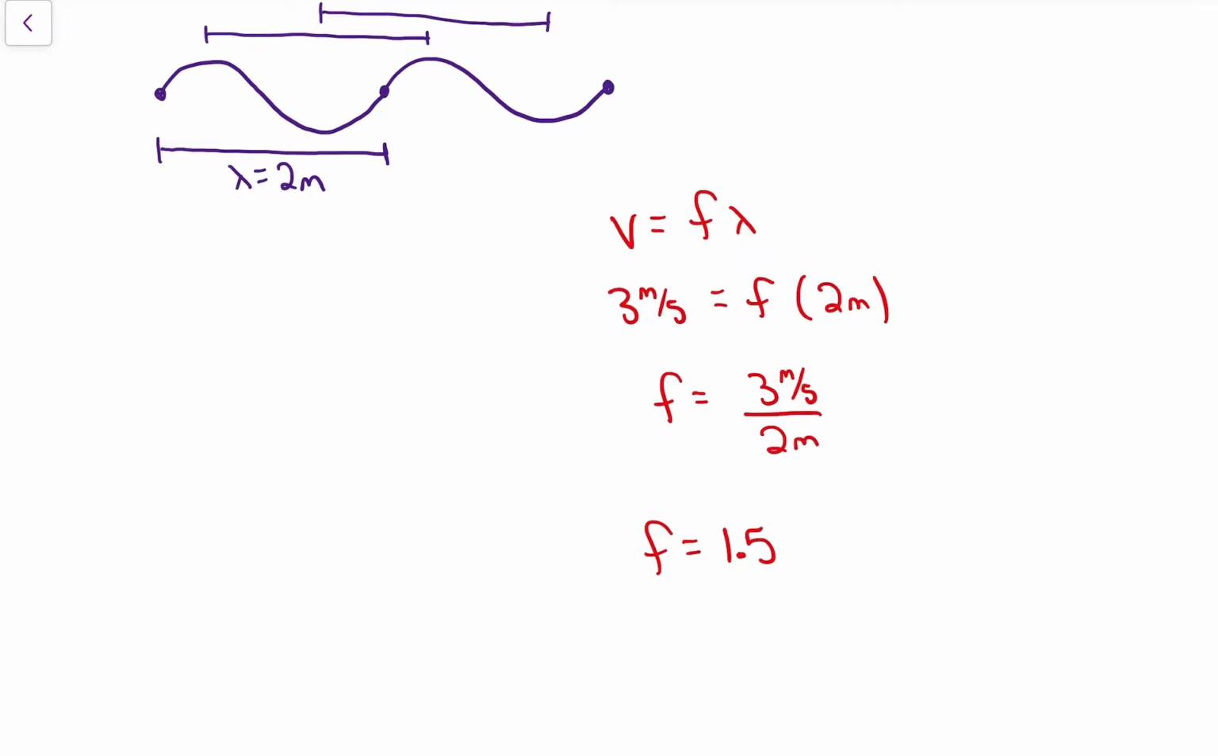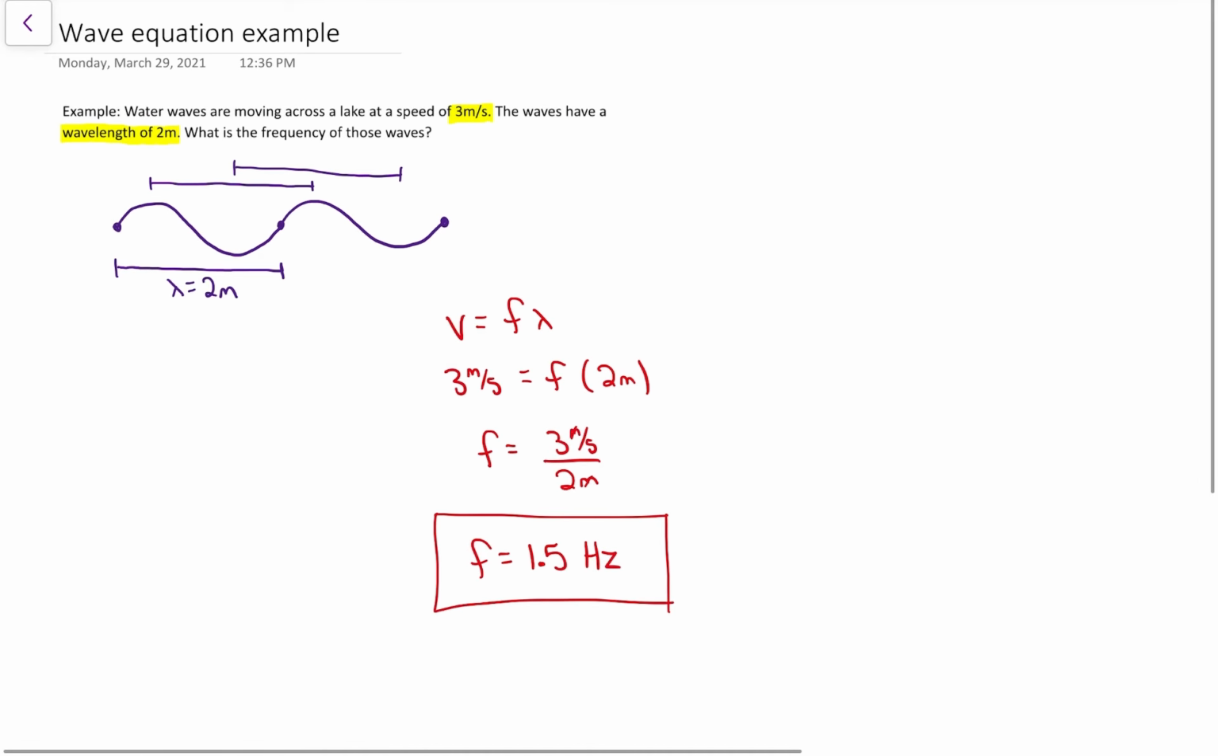Unit-wise, the meters of meters per second cancels with the meters down there. So we end up with 1.5 per second, which is a funny unit. So it could be 1 over seconds, or it was named after a guy that did a lot of work on waves called Hertz. So the frequency would be 1.5 hertz. That's how the wave equation works. If I give you 2 out of those things, you should be able to do the math to figure out the third.